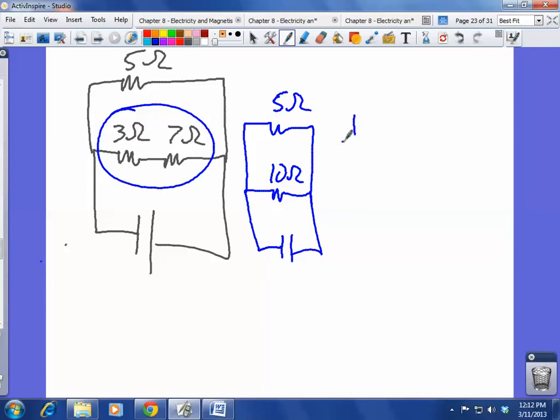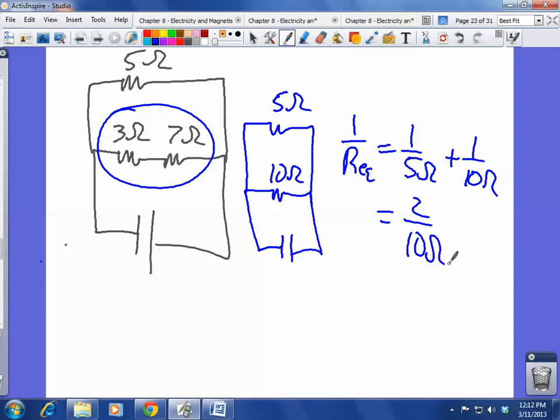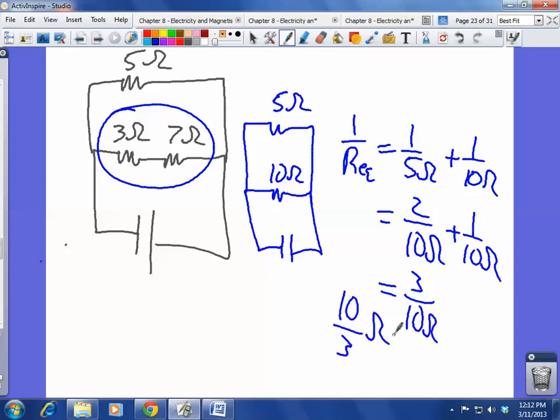Once we do that, to set that up, 1 over our equivalent is equal to 1 over 5 plus 1 over 10. 1 over 5 is the same thing as 2 over 10. So we end up getting 3 over 10 ohms. If we flip that, we get 10 over 3 ohms, so about 3.3. Okay. Good.